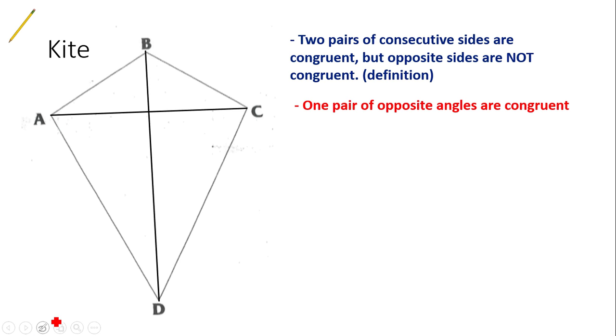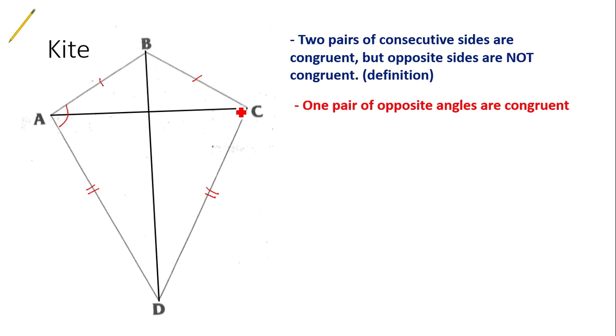are not congruent. So in this diagram, it means that AB, this side, is the same as BC, this side, and AD is the same as CD, but notice that the opposite sides, this longer one across from a shorter one, that is not going to be a congruence situation. So we're talking about consecutive sides that are congruent, two pairs of them, but opposite sides are not congruent to each other.